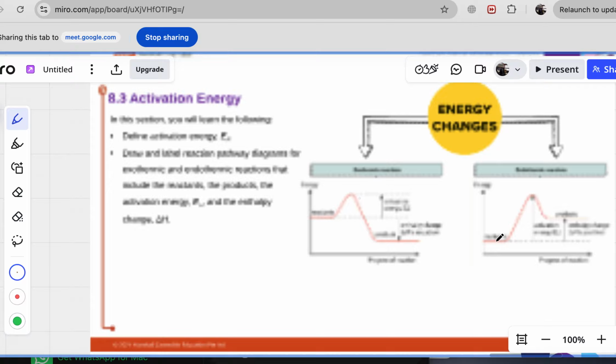Let's go to the next slide. It will be clearer there. Okay, let's go to the next slide. It will certainly be clearer. Okay, let's see this one.